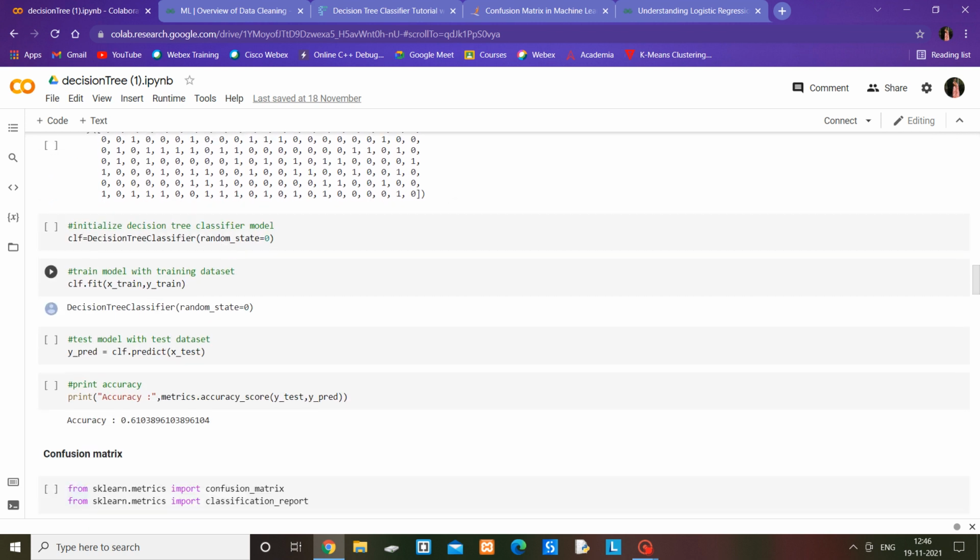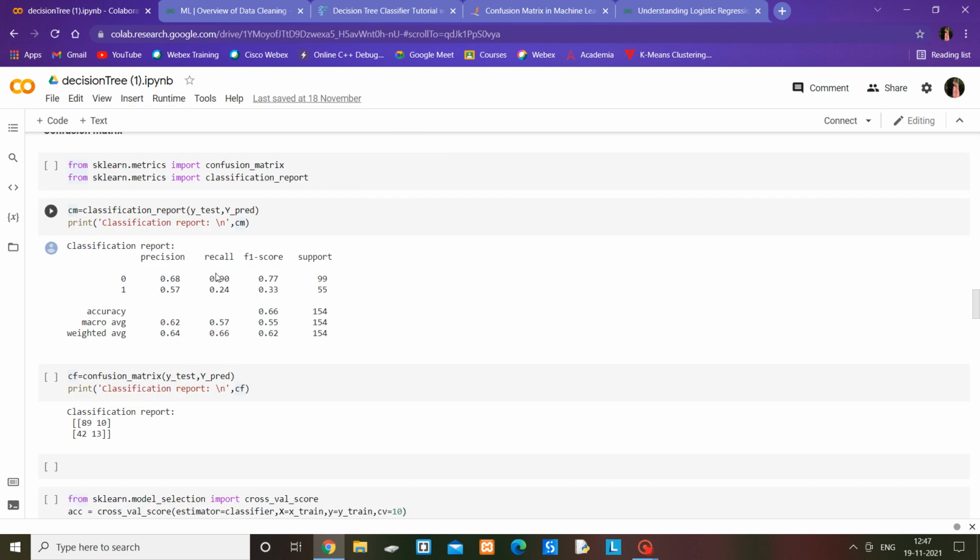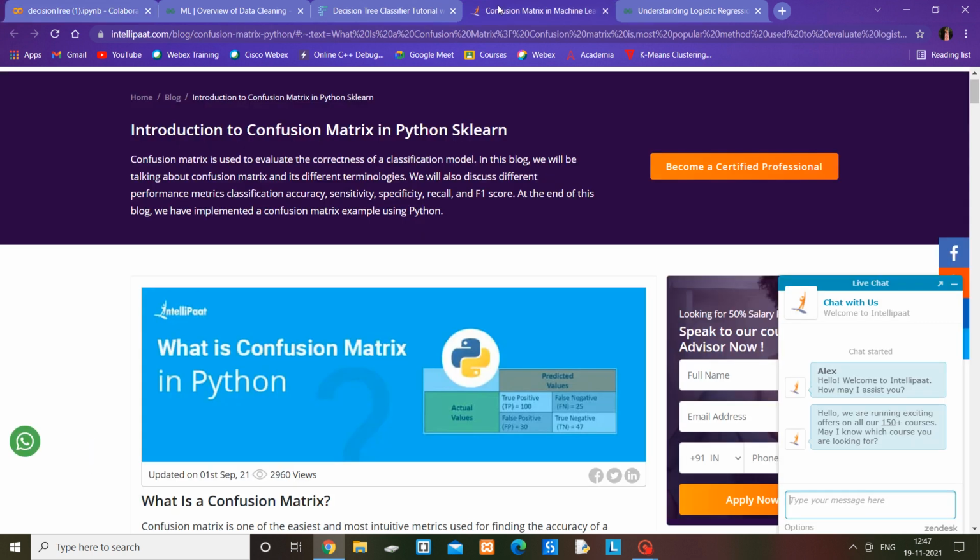So what is meant by the confusion matrix? We will learn about the confusion matrix. The confusion matrix is used to evaluate the correctness of a classification model.